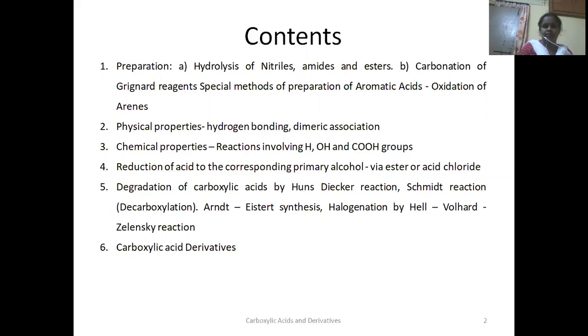Chemical properties. And in chemical properties, we will be discussing the reactions involving hydrogen, OH and COOH groups of carboxylic acids. And a few of the named reactions like Hunsdiecker reaction, Schmidt reaction, ester synthesis, Hell-Volhard-Zelinsky reaction. And lastly, we will also discuss very briefly about carboxylic acid derivatives.